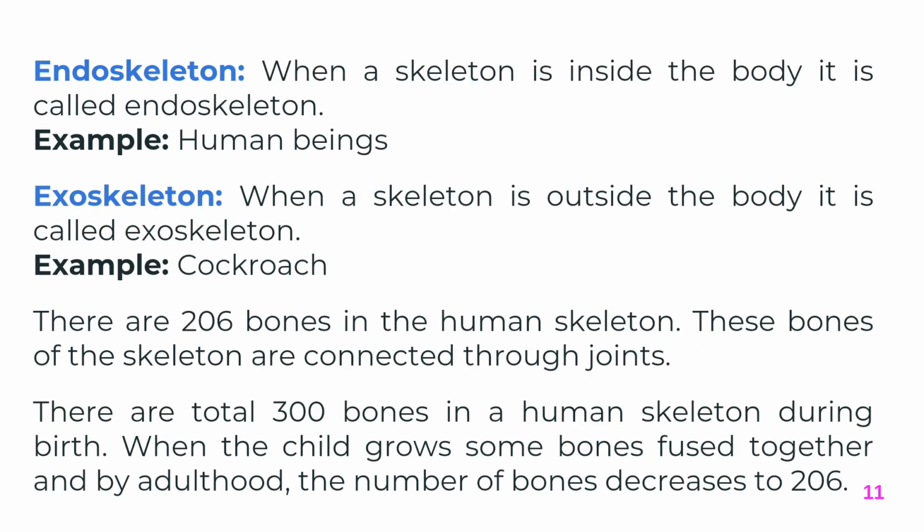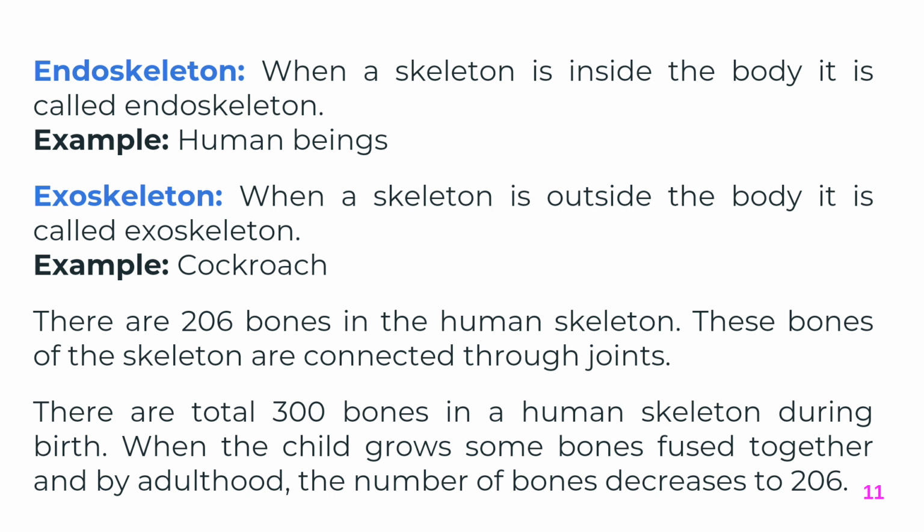Endoskeleton. When a skeleton is inside the body, it is called endoskeleton. Example: human beings. Exoskeleton. When a skeleton is outside the body, it is called exoskeleton. Example: cockroach. There are 206 bones in the human skeleton.